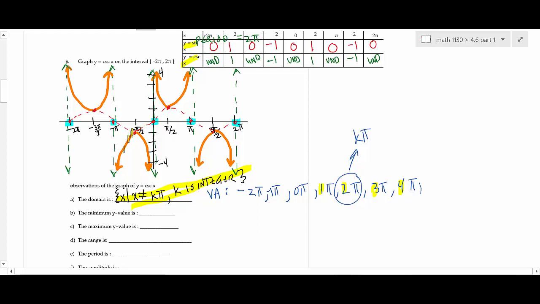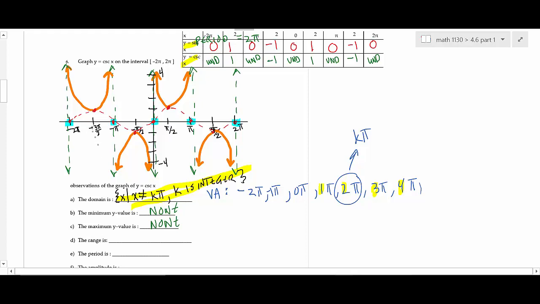Now, if you look at the orange graph, this orange graph does not have a minimum. It goes down forever. It does not have a maximum since it goes up forever. So you have no minimum and you have no maximum. That's totally different than the sine and cosine were.